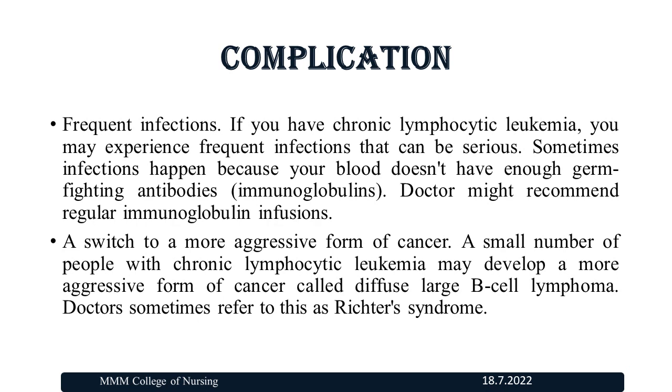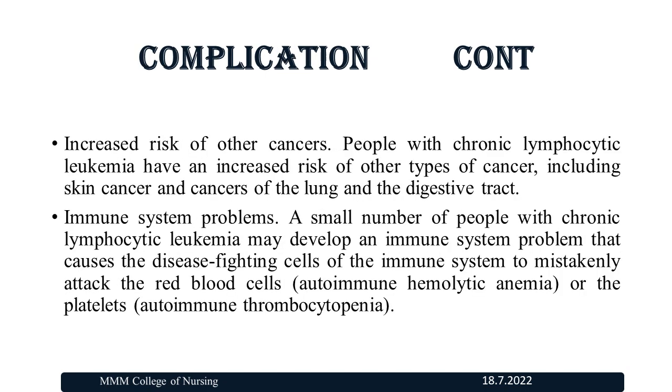Then we'll see complications, frequent infection. The patient will have chronic lymphocytic leukemia. Sometimes infection happens because your blood does not have enough germ-fighting antibodies. The doctor might recommend regular immunoglobulin infusions. Then a small number of people with chronic lymphocytic leukemia may develop a more aggressive form of cancer called diffuse large B cell lymphoma. Other complications: increased risk of other cancers, including skin cancer, lung cancer, and digestive tract problems.